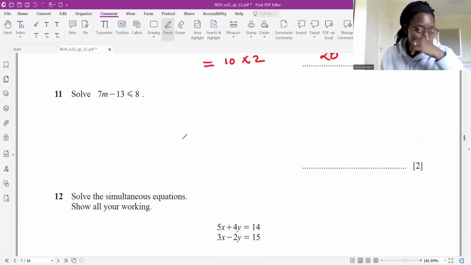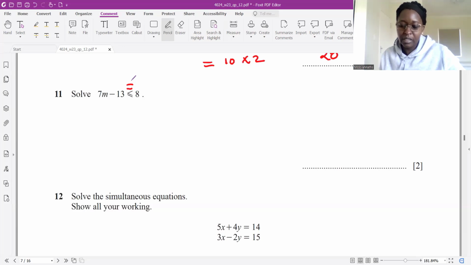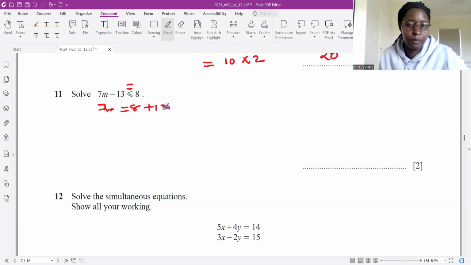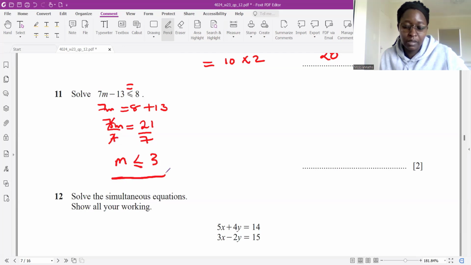Solve this one. So we said when we have such an equation, you take this as an equal sign. Then after finding, you put your inequality sign. So this is going to give us 7m is equal to 8 plus 13. So 7m is equal to 13 plus 8, that's a 21. So this divided by 7, we are going to get m is less or equal to 3. That's our answer.